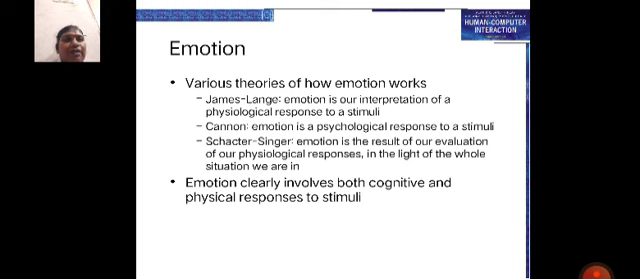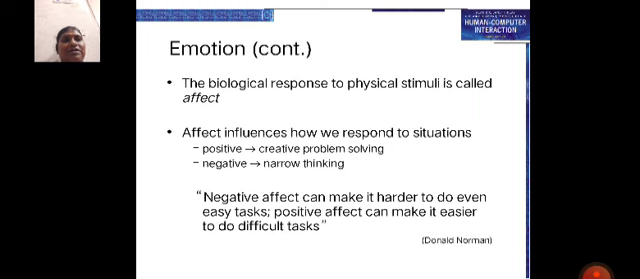In terms of emotion, there are various theories of how emotion works. James Lange: emotion is an interpretation of a physiological response to a stimulus. Cannon: emotion is a physiological response to a stimulus. So emotion clearly involves both cognitive and physical responses to a stimulus. The biological response to physical stimuli is called affect, in both positive and negative ways.